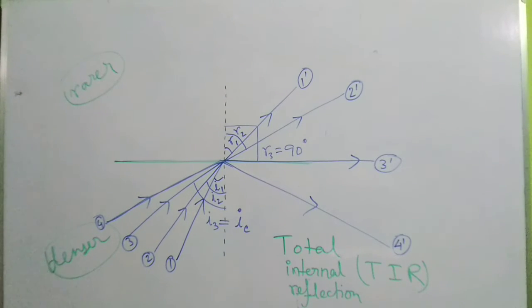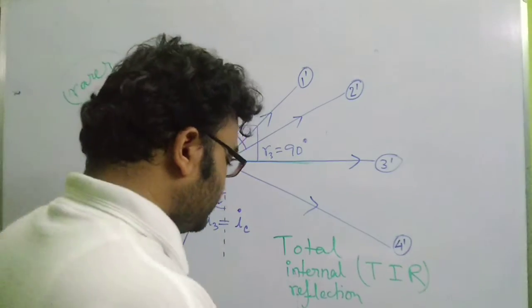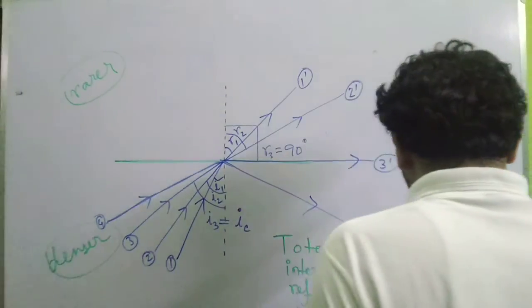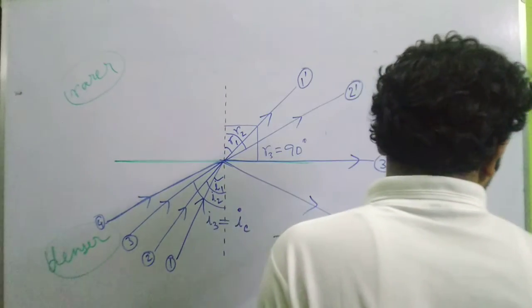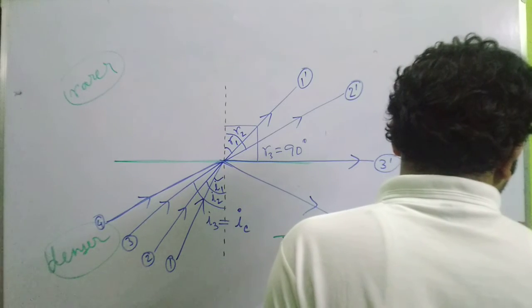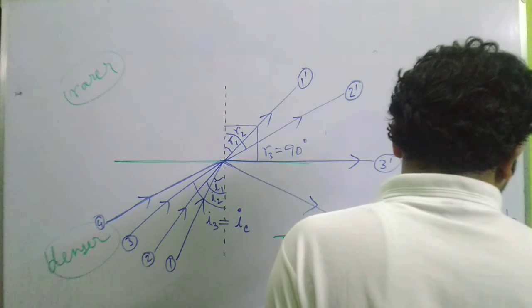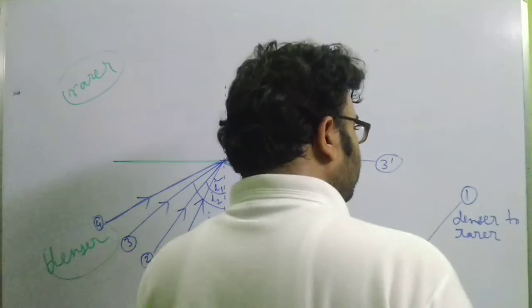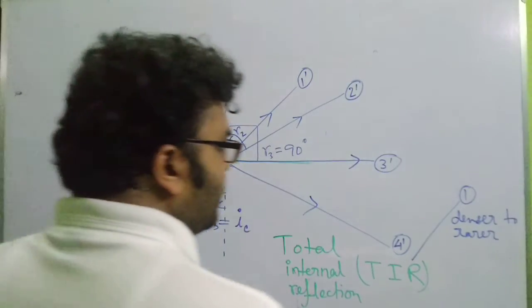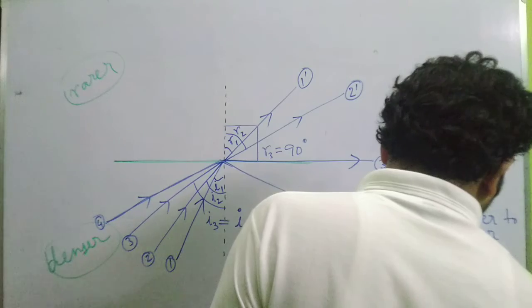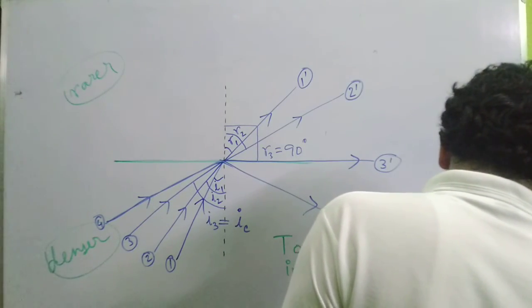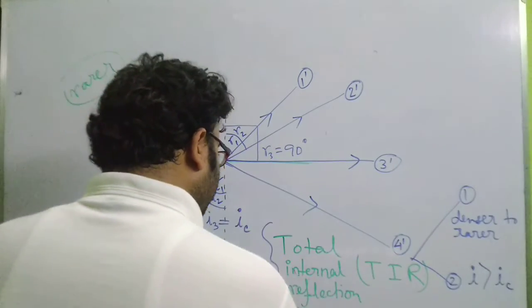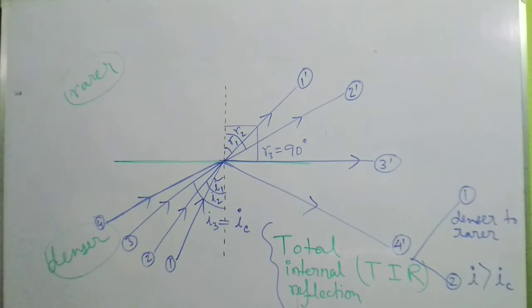Now you must understand that for total internal reflection to take place, there are two conditions necessary. What are the conditions? First of all, light should travel from denser to rarer medium. The opposite case will not work. And the second important condition necessary is that the angle of incidence must be greater than the critical angle. Only under this condition total internal reflection, or TIR, will take place.